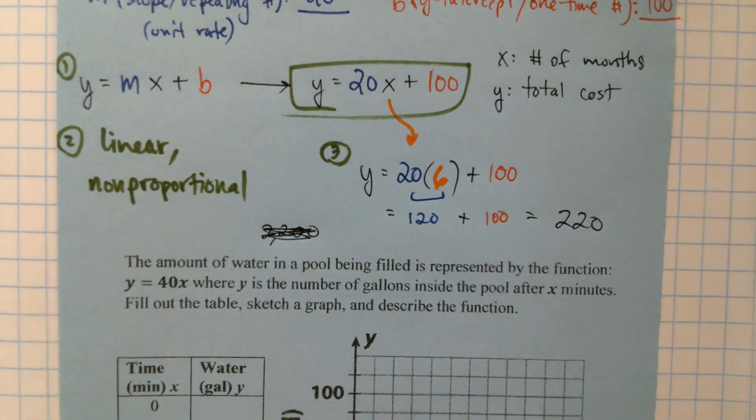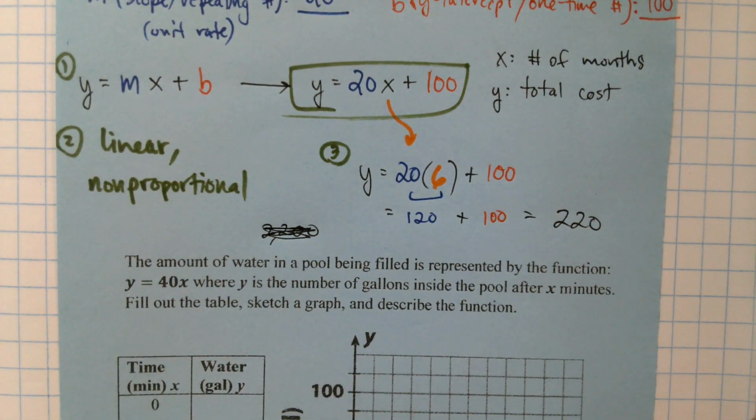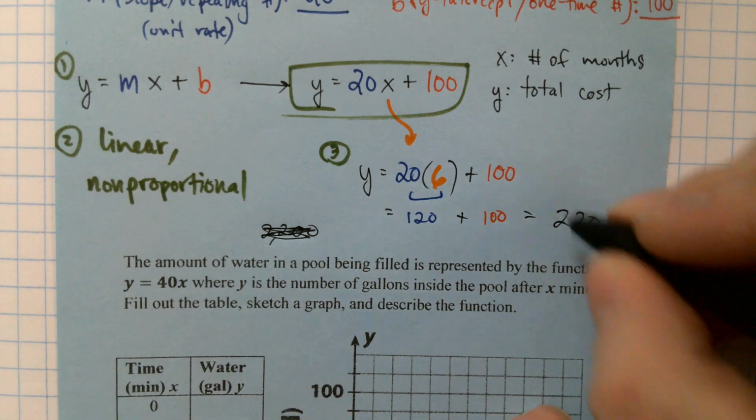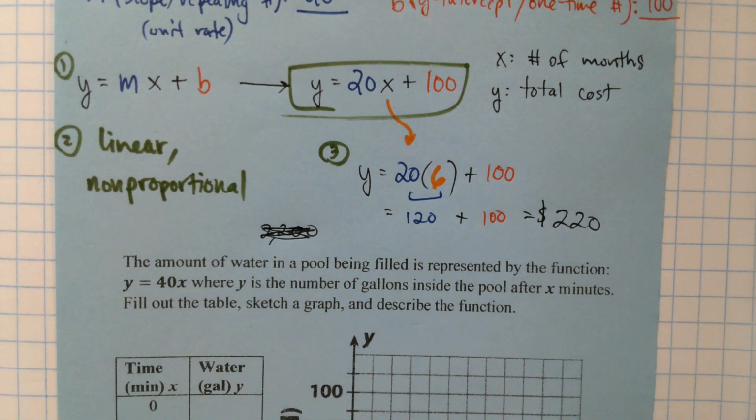Do I need anything on that 220 per chance? Units. What are my units? 220 phones? 220 gigabytes? Months? $220. Good job.